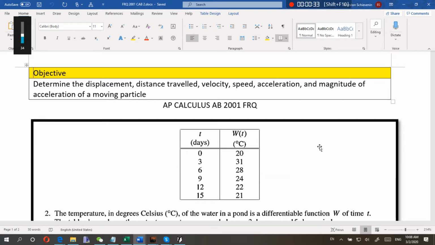So goal for today is to determine the displacement, distance traveled, velocity, speed, acceleration, magnitude of acceleration of a moving particle. We've kind of gone over the displacement, velocity, acceleration, jerk relationship a couple times already. So I'm just going to dive in, and that way we'll have more time for questions at the end.